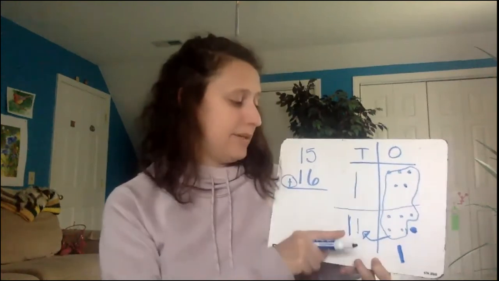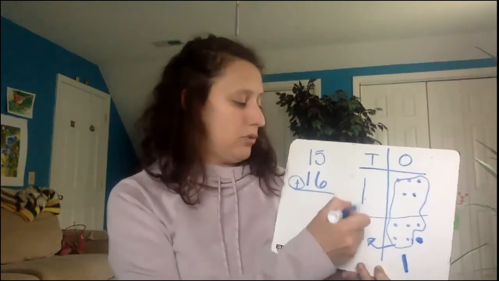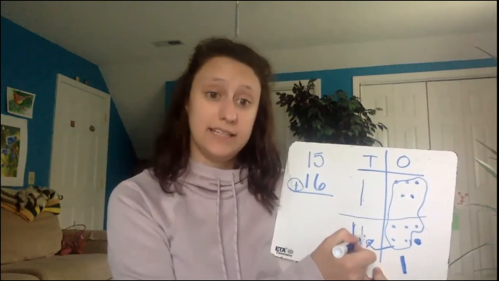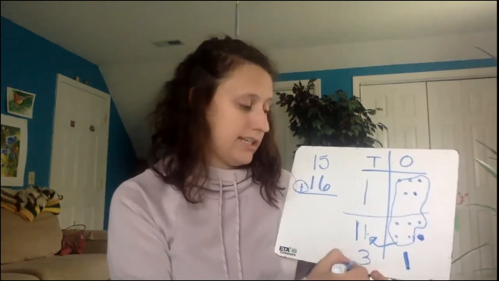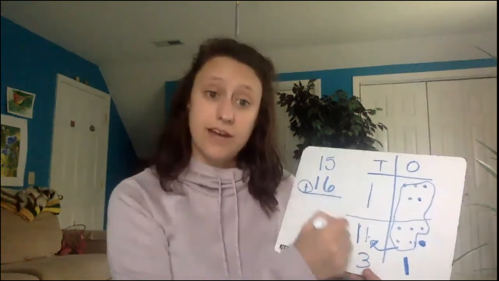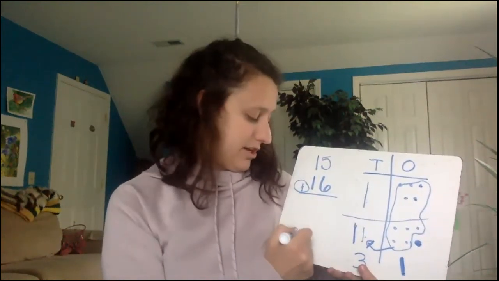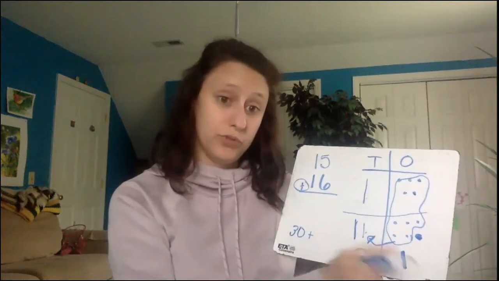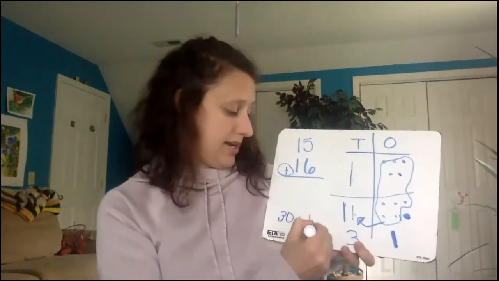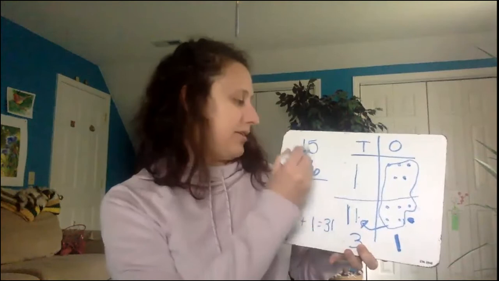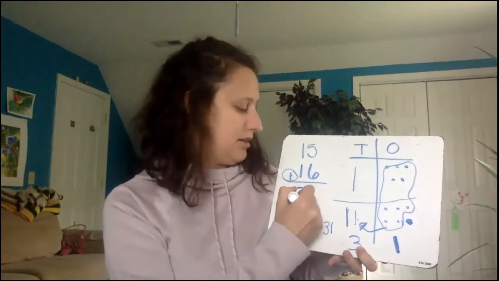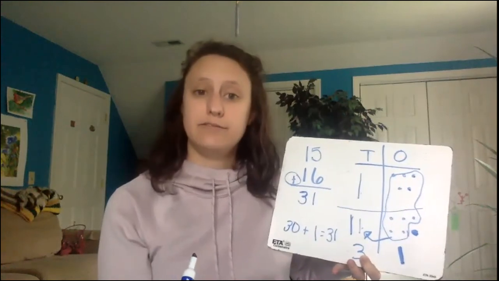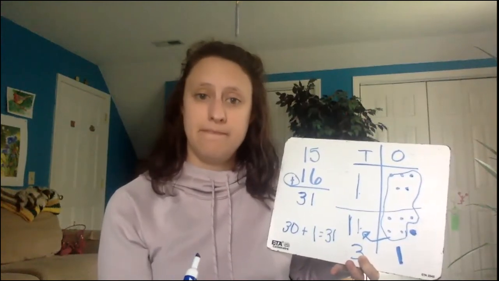Okay? How many tens do I have? 1, 2, 3 tens. Okay? So that would be 3 tens. And so if I have the value of 3 tens being 30 and the value of 1 one being 1, then that's 31. That means that 15 plus 16 is 31. Okay? All right. So now we're going to move on.